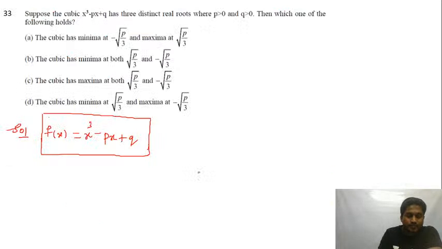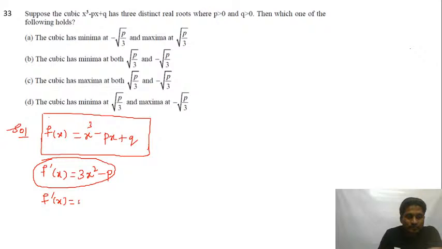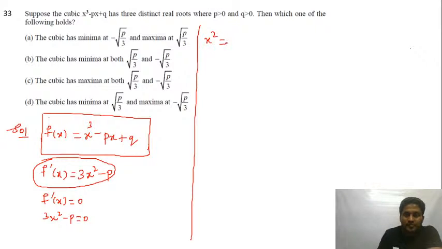Now listen. If I differentiate this, f dash of x is equal to the differentiation of x cube, which is 3x square, minus the differentiation of px, which is p. Differentiation of q is 0. After finding the first derivative, I'll equate it to 0. You get 3x square minus p is equal to 0, the same as x square is equal to p upon 3. So you get x is equal to plus minus root of p by 3.